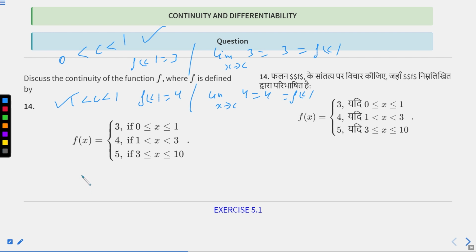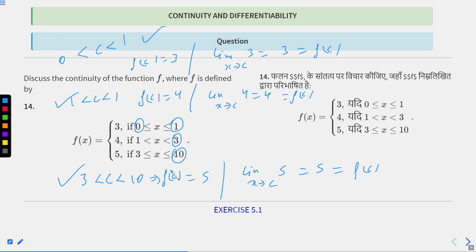If c is in between 3 to 10, then f of c will be 5. This means limit x tends to c will be 5. This means f of c, continuous. So it is continuous at these points. Now we will talk about 0, 1, 3, 10. Okay, let me just remove these all. Okay, one by one.